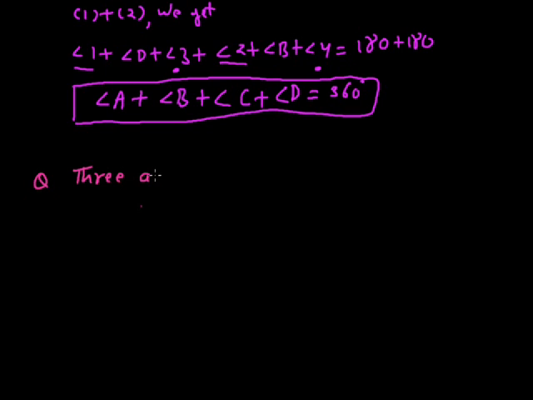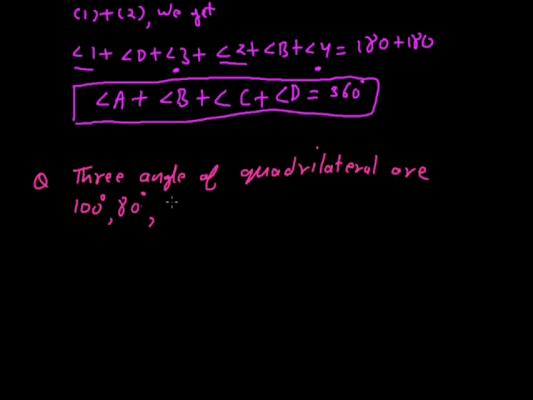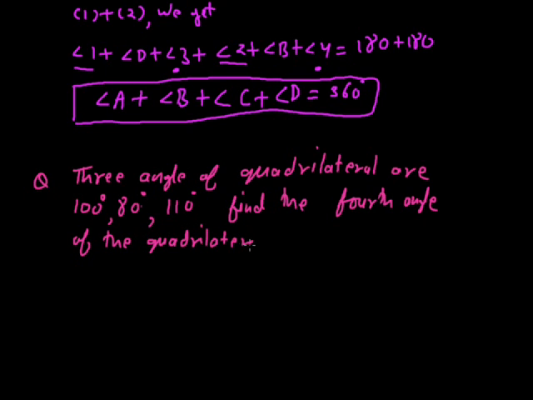Three angles of a quadrilateral are 100 degrees, 80 degrees and 110 degrees. Find the fourth angle of the quadrilateral. So let's see the solution.